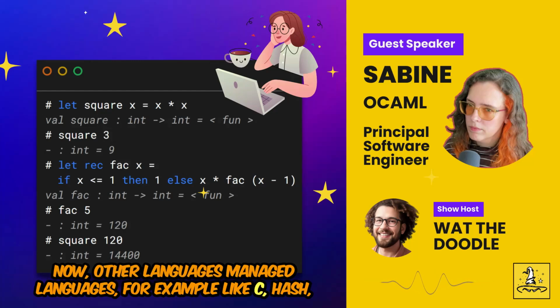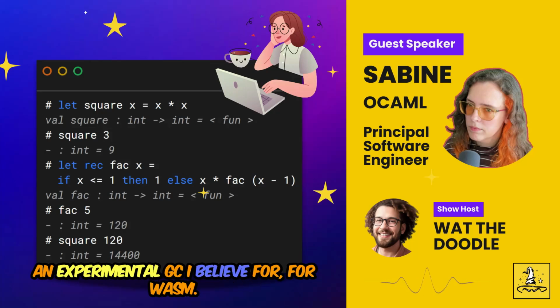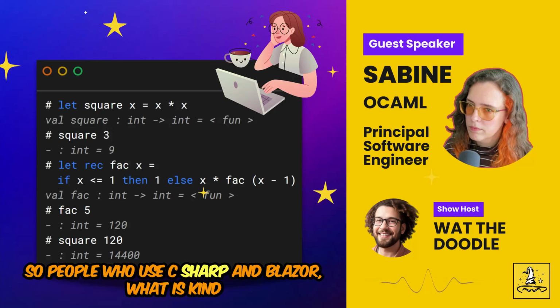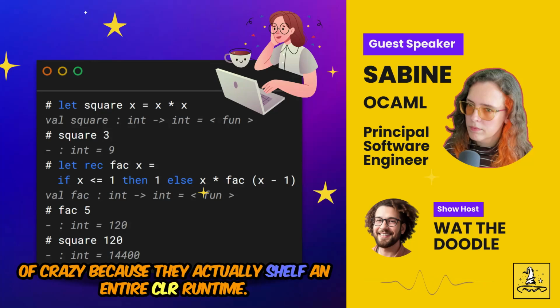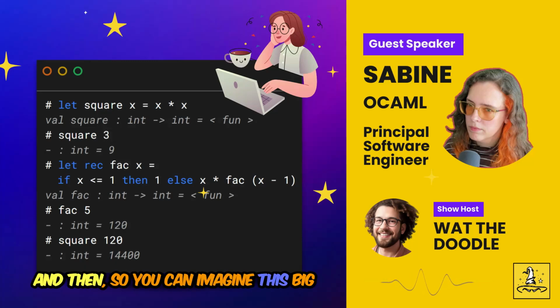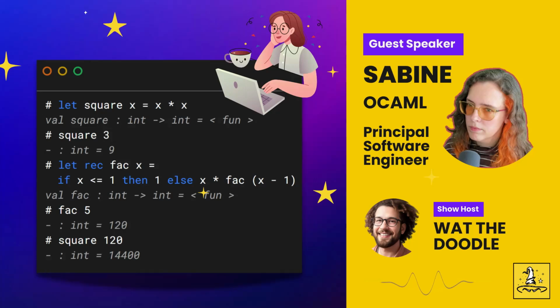Now, other languages, managed languages, for example C#, Java, and whatnot, because at the moment there is an experimental GC, I believe, for WASM. But at the moment, if you want to do that, for example with Blazor, so people who use C# and Blazor, what is kind of crazy is that they actually shove an entire CLR runtime, so a big fat runtime. You can imagine this big, massive fat runtime in your application, which may be just a few kilobytes, and they just pop that on top.